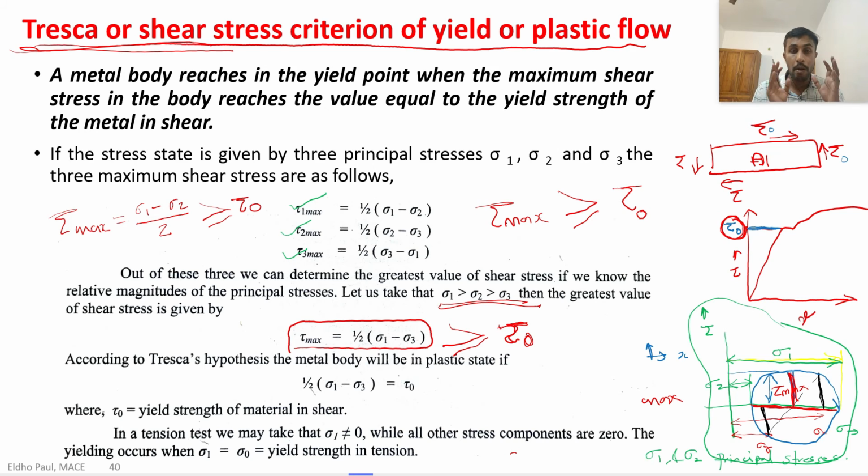So we have to apply a complex loading condition such that a tau max is developed that is greater than the shear stress corresponding to the yield point of the material. Then there will be permanent deformation.